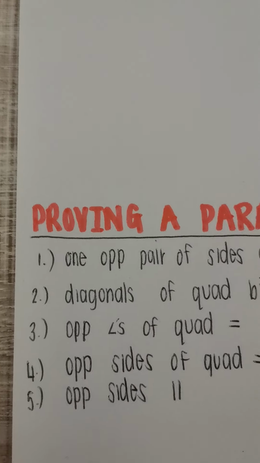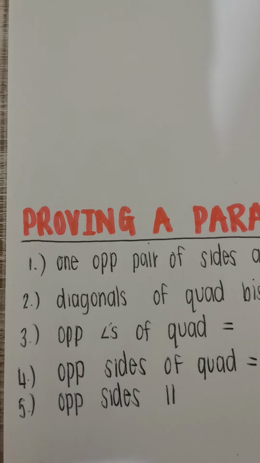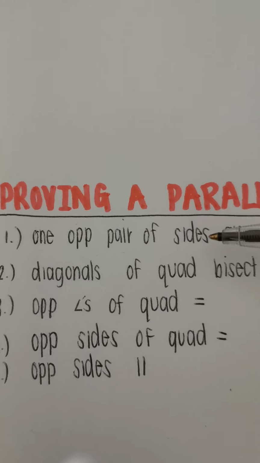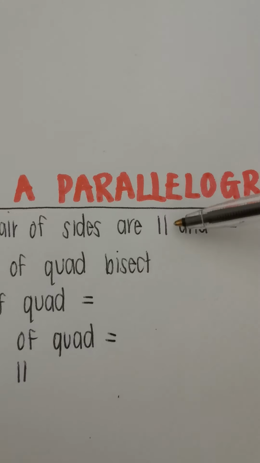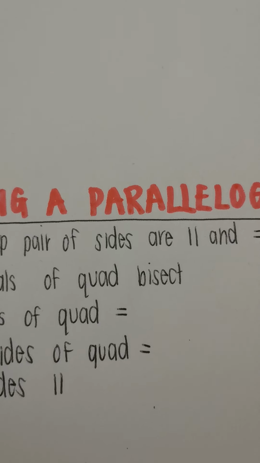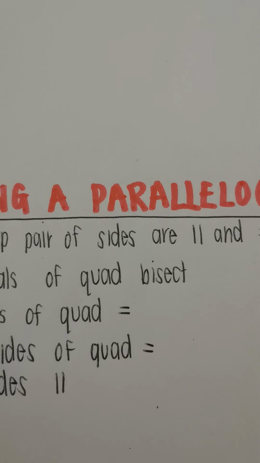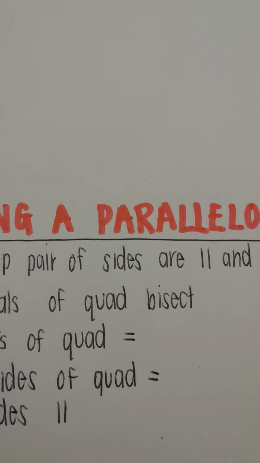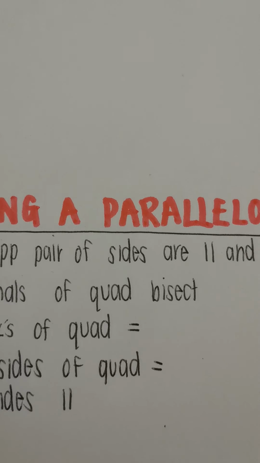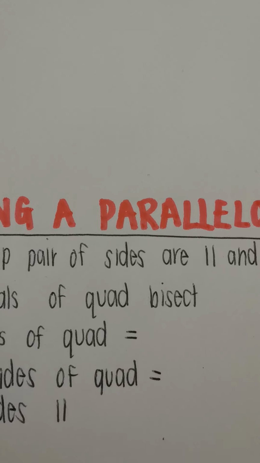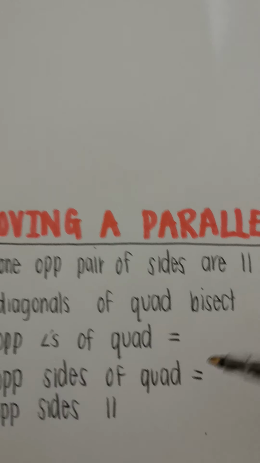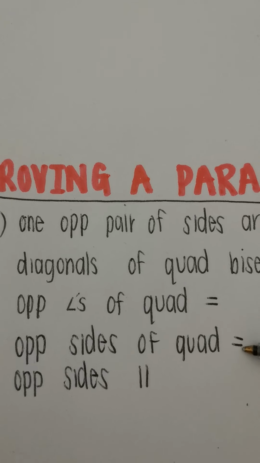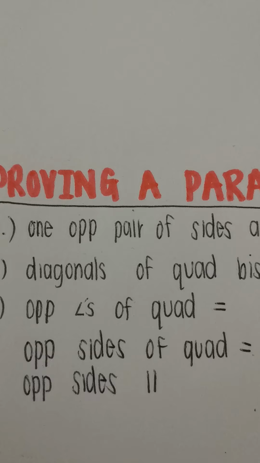Let's go through the first one. We know that a parallelogram has opposite sides that are parallel and equal. So this first one is one pair of opposite sides that are parallel and equal. If you can prove in any quadrilateral that one pair of opposite sides are parallel and equal, you can conclude that that quad is actually a parallelogram. If you can't do it for one pair being both parallel and equal, but you can do it for both pairs of opposite sides being parallel or both pairs being equal, then it's also a parallelogram.